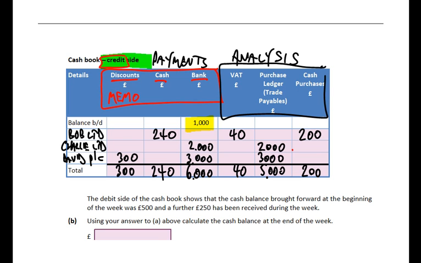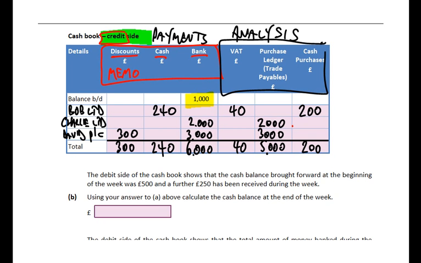And that's effectively me now completed task A here, just completing the three-column cash book on the credit side for these three payments that we made. Well, that was the credit side of the cash book. We're now told a bit about the debit side of the cash book.